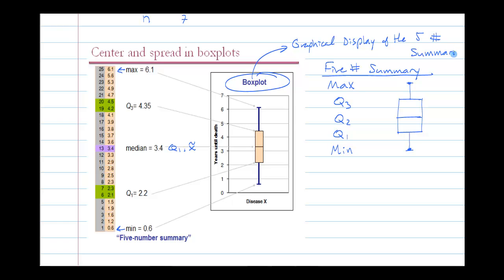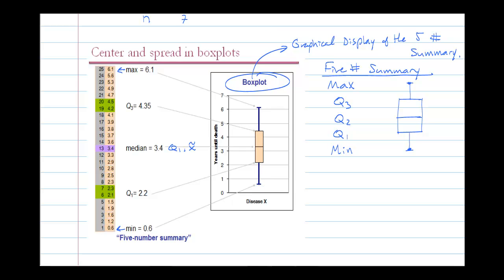Now a lot of times we like to use comparative box plots. We'll compare one group, disease X to disease Y, and then we'll look at the shapes of the distribution side by side. And those are called back-to-back box plots or comparative box plots. Now like I said, one thing we really haven't talked about here are outliers. When we look at this data set, it doesn't really look like 0.6 is that far from the bulk of the data. It's only 0.6 units from 1.2, and 6.1 appears only 0.5 units from the point below it. So I don't see a huge difference here.